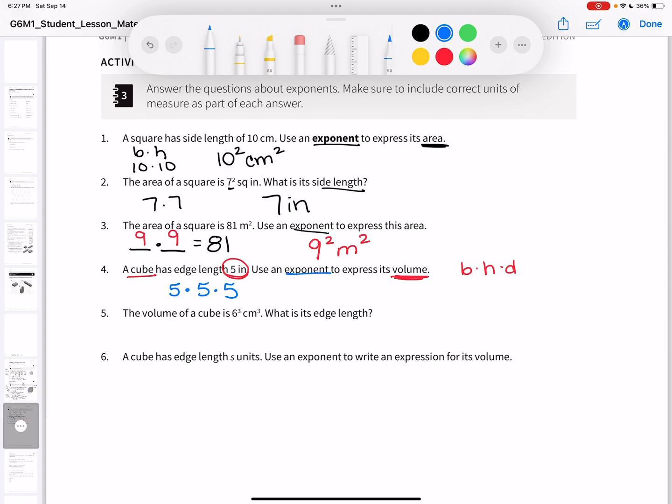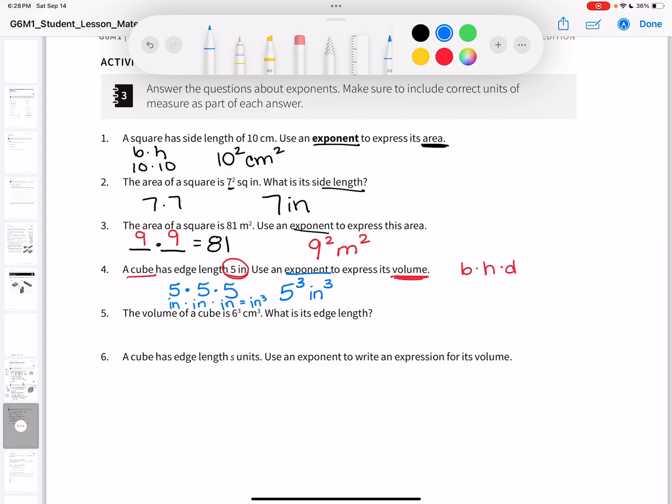But we have to use an exponent. So how many copies of 5 do we have? We have 3 copies that we're multiplying together. So that would be 5 cubed, or 5 to the power of 3. And then we have inches cubed, because it's 5 inches times 5 inches times 5 inches, which would be inches cubed.